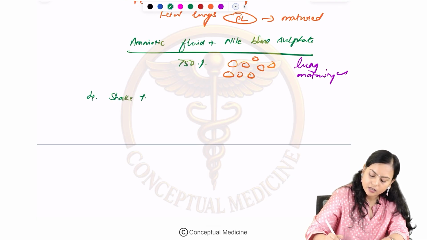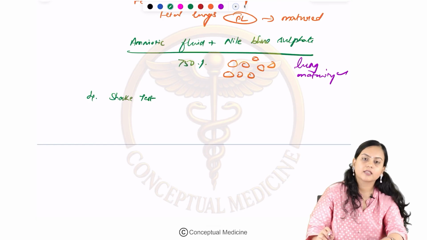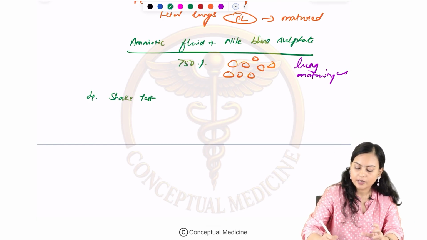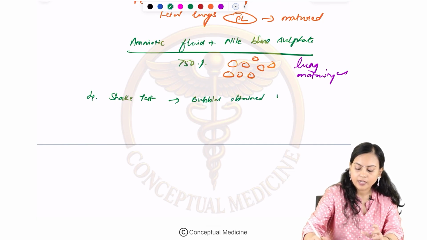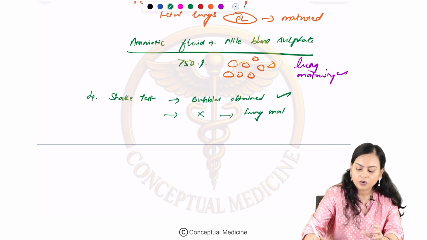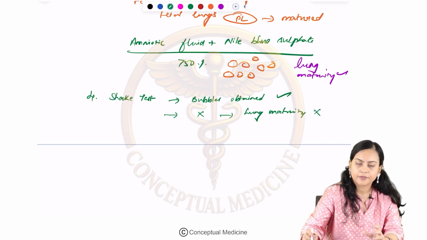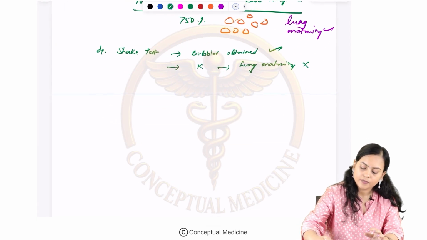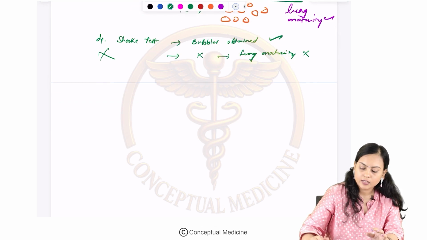Another test is shake test, where we will be taking the amniotic fluid and doing a shaking. If bubbles are obtained, then lung maturity would have been completed. If no bubbles, then lung maturity is not attained. Okay, this test is an outdated test. We are not doing this anymore.